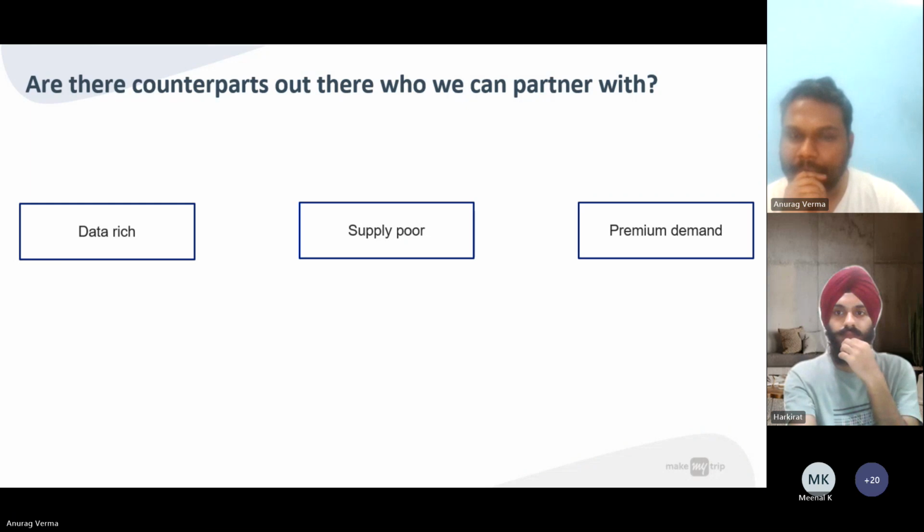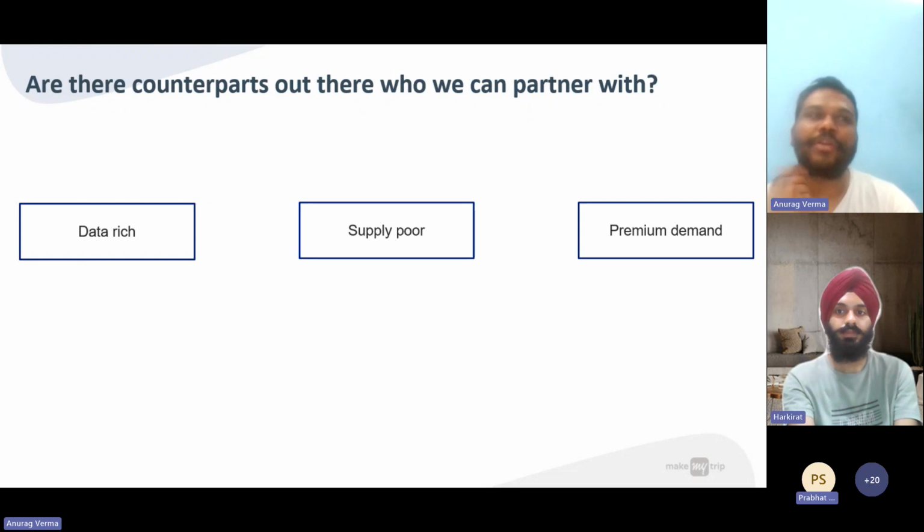Could be premium demand. Yeah, premium demand is basically you want really blue chip companies, right? Like I said, the Procters and Gambles of the world or the Hush Puppies of the world, stuff like that.